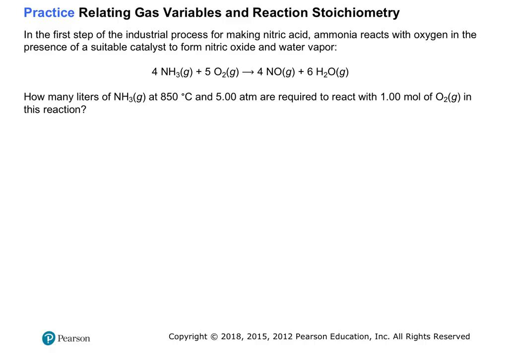So let's do another problem. In this one, it says the first step of an industrial process for making nitric acid, ammonia reacts with oxygen. So here's ammonia reacting with oxygen in the presence of a catalyst to form nitric oxide and water vapor. How many liters of NH3, ammonia, at temperature equals 850 degrees Celsius and pressure equals 5 atmospheres, are required to react with 1 mole of oxygen? So we have moles of oxygen in this reaction, and it's 1 mole.